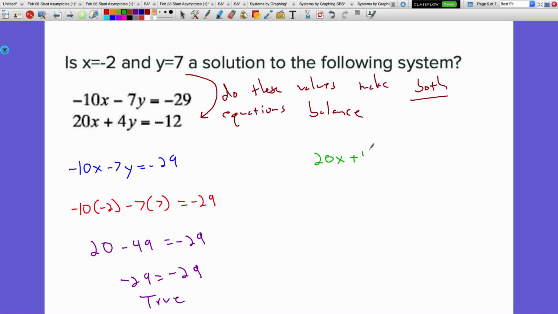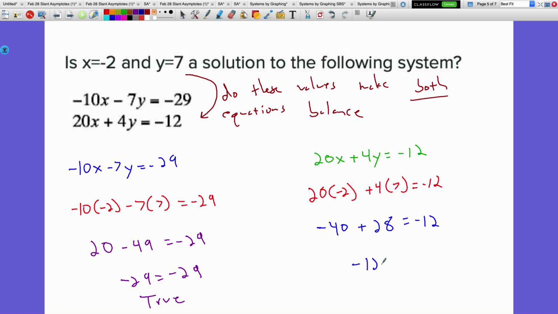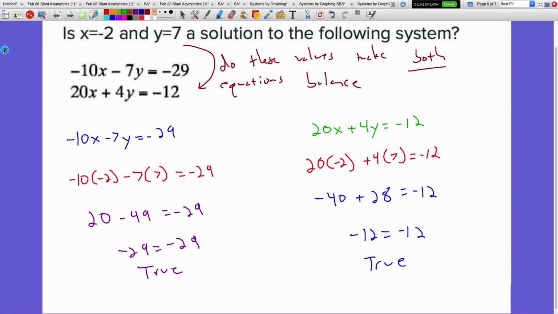20x plus 4y equals -12. I'm going to substitute in a -2 for x and a 7 for y, and simplify. We do our multiplication before the addition. So I get -40 plus 28 equals -12, and I get -12 equals -12. This is also true. So they're both true. So yes, and I'll write it as an ordered pair, -2 comma 7 is the solution.